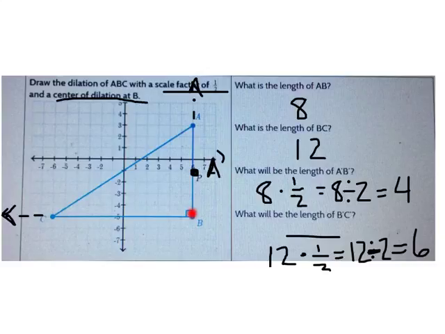I can draw the new point C 6 units away from B. 1, 2, 3, 4, 5, 6. Now I can connect my new points to make my new triangle. A prime, B prime, C prime has been dilated by a scale factor of 1/2. Each side is 1/2 the length of the original.